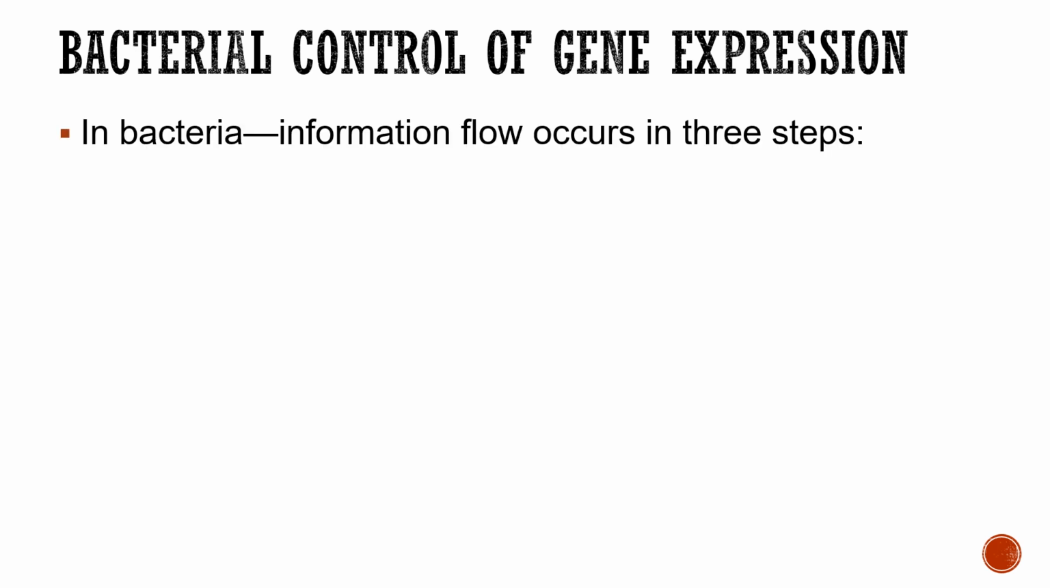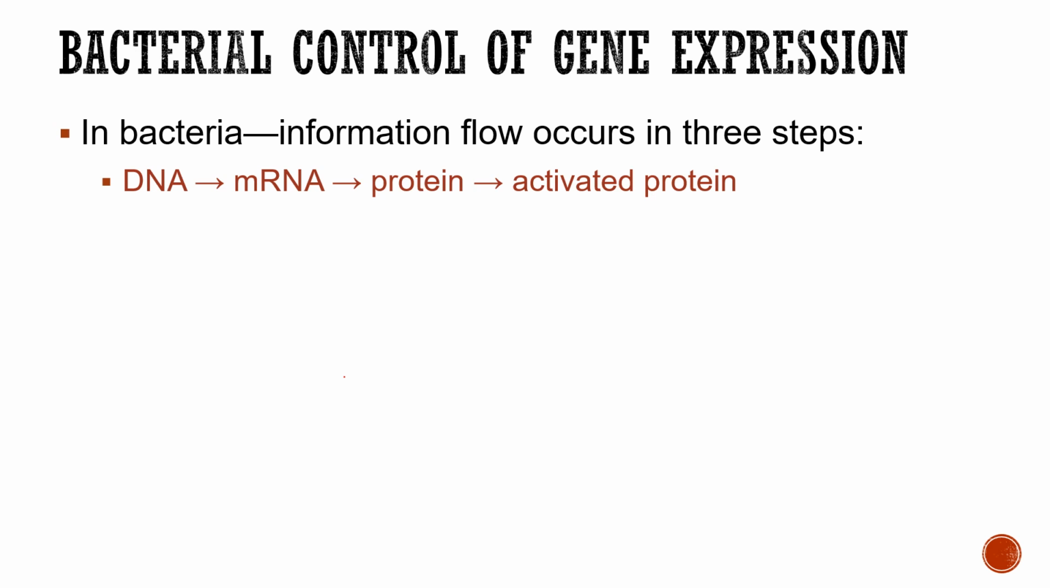All right, so how the bacteria control their gene expression. So again, information flow is essentially in 3 steps, and this is the same for prokaryotes and eukaryotes. Of course, DNA goes to mRNA, this is transcription, then mRNA goes to protein as translation, and then even once the protein is made, it still has to be activated in some cases.